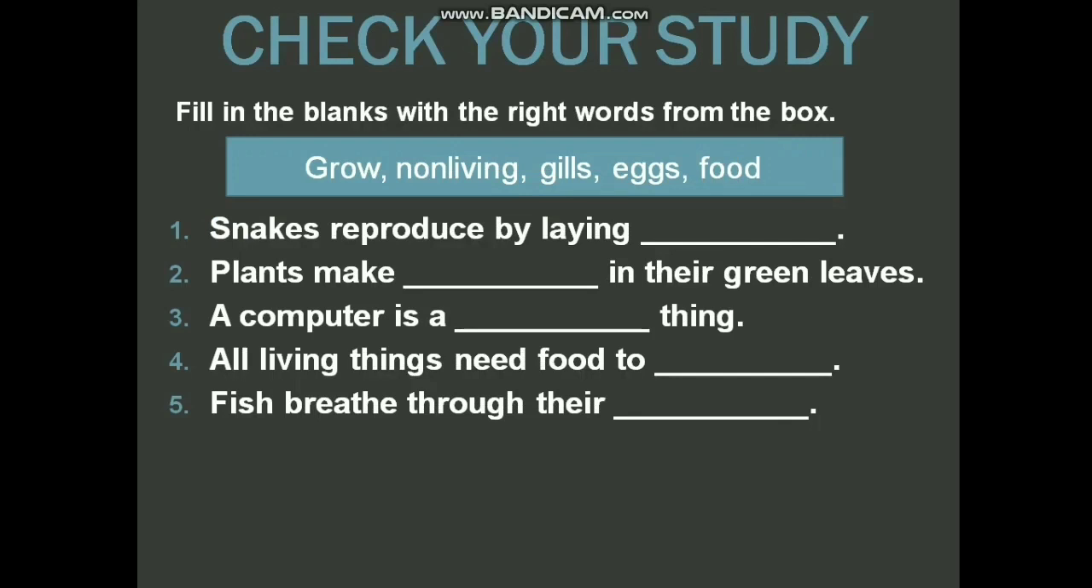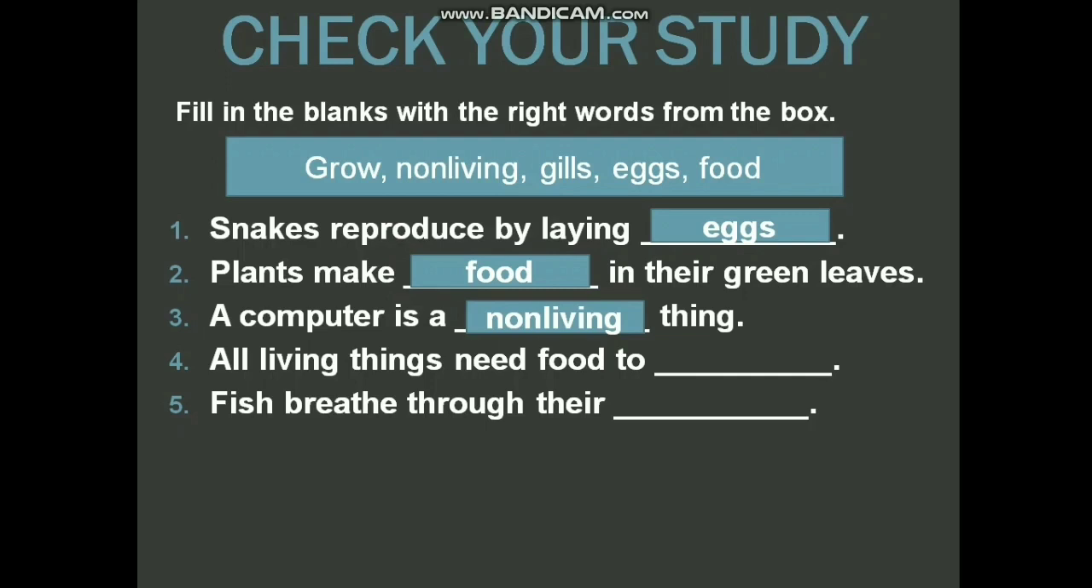Now we will move on to our next question, that is, fill in the blanks with the right words from the box. Snakes reproduce by laying, just now I told you, eggs. Plants make dash in their green leaves. What do they make? They make their food. A computer is a non-living thing. All living things need food to grow. Fish breathe through their gills. Gills are their breathing organ.